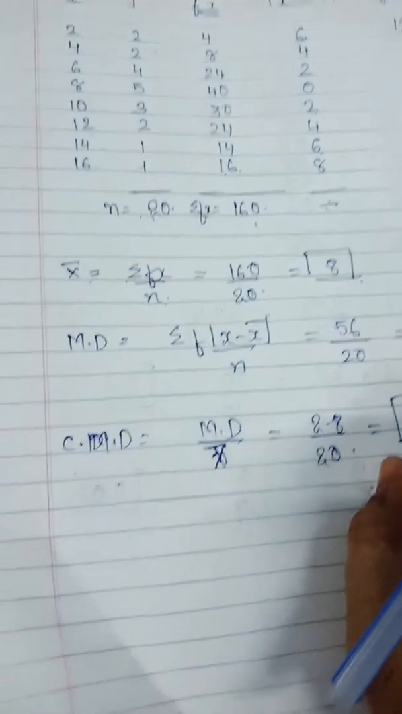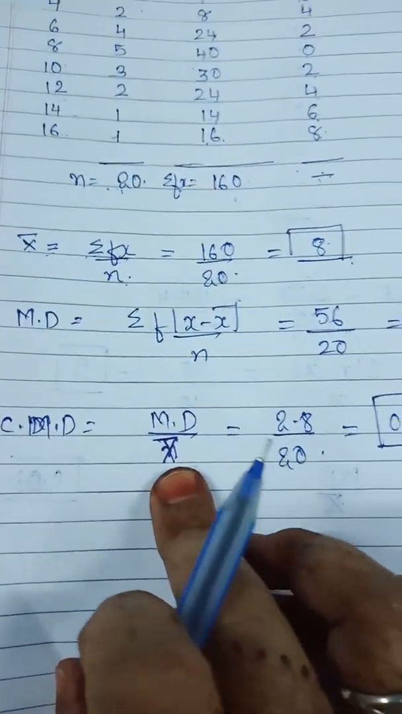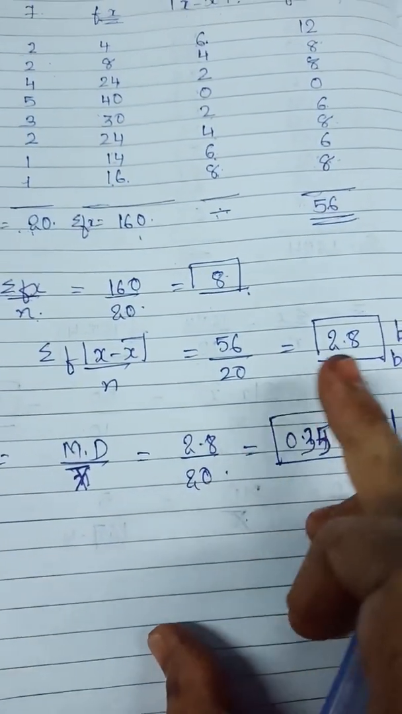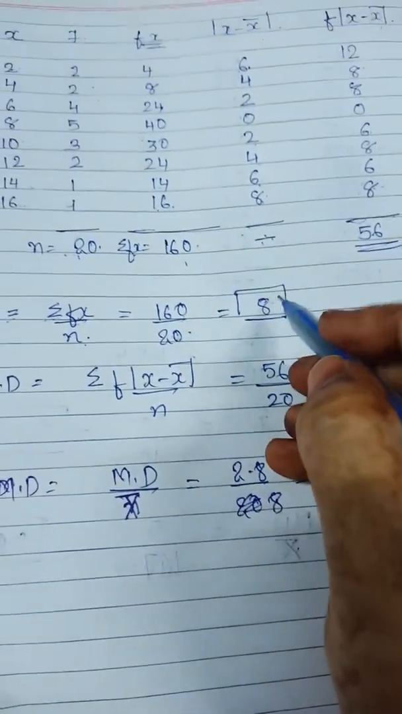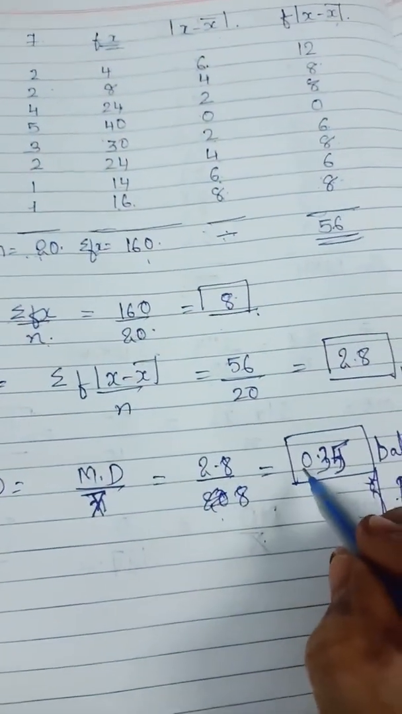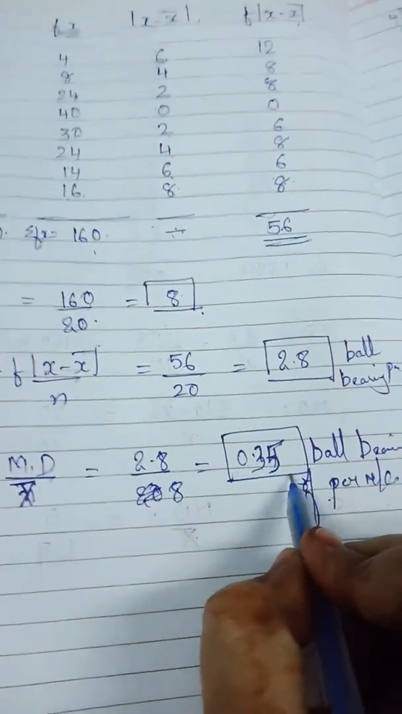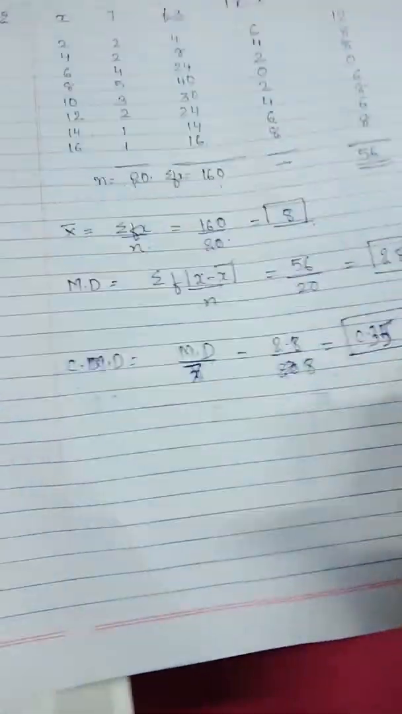After this, they have said to find the coefficient of mean deviation, so that is mean deviation divided by mean. That comes to 2.8 divided by mean, what is the mean? Mean is 8. So 2.8 divided by mean 8, that comes to 0.35 coefficient of mean deviation ball bearing per machine. Is that clear?